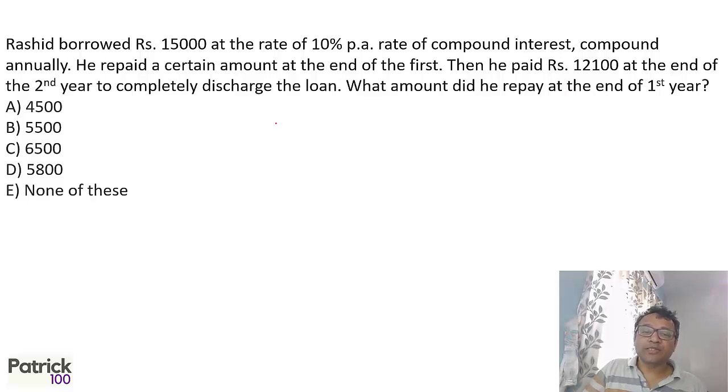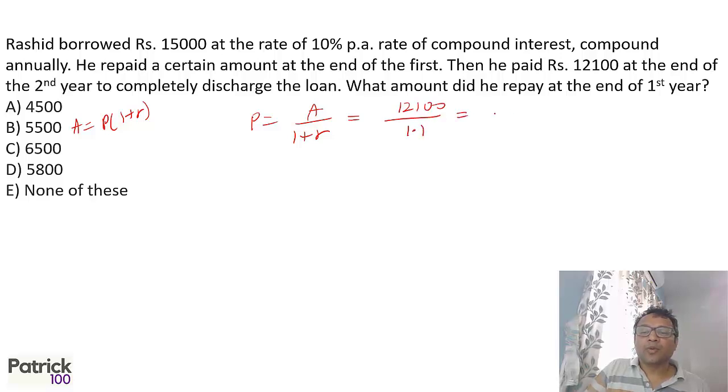So before that, what was the principal? Normally to get the principal, amount is equal to P into 1 plus R for 1 year. So principal is amount upon 1 plus R, which becomes 12,100 divided by 1.1, since the interest rate is 10%, which becomes 11,000. So that was the principal after 1 year.